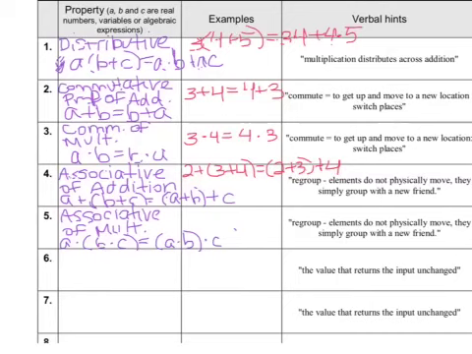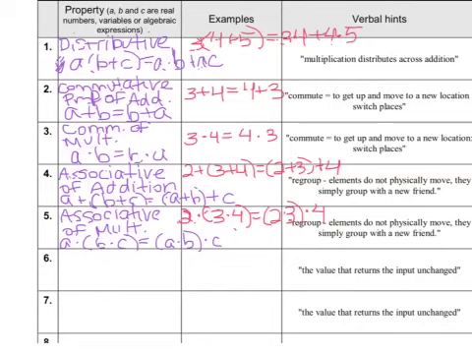For multiplication, 2 times (3 times 4) is the same thing as (2 times 3) times 4. So 3 times 4 is 12, times 2 is 24. 2 times 3 is 6, times 4 is 24. Notice that these properties don't work for division or subtraction.